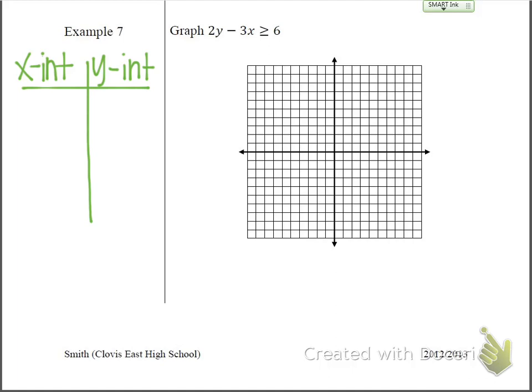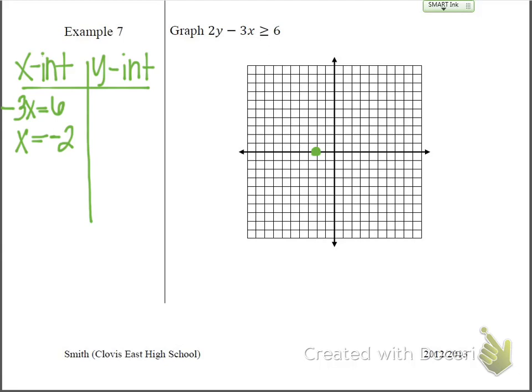To find the x-intercept, I'm going to cover up the y's. So that's going to leave me with negative 3x equals 6. When I divide both sides by negative 3, I get x equals negative 2. So let's plot the x-intercept right now at negative 2. It's right there. So far, so good? Okay.